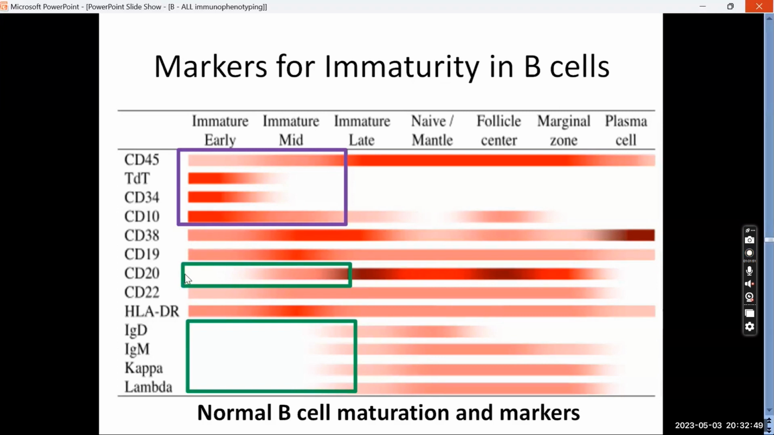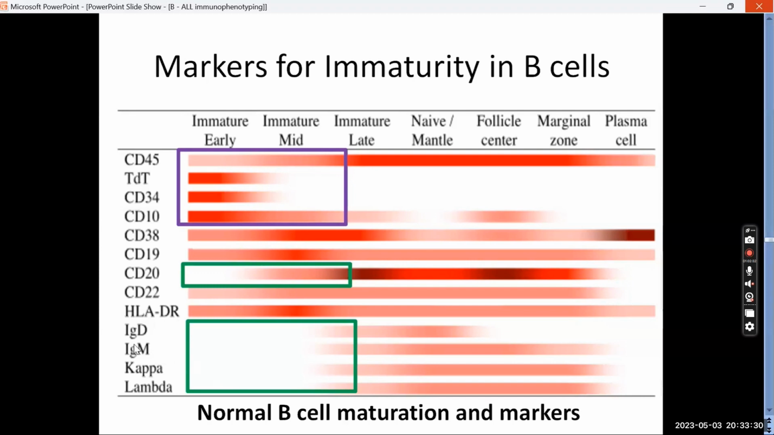And then CD20. CD20 is negative in early hematogones. Then it slowly acquires it, and the intensity increases. Similarly in B-ALL, CD20 will be negative, or in most cases it will be dim. Very rarely it is expressed in a moderate fashion, that is up to the level of normal B cells. Similarly, in B-ALL or the immature B cells, IgD, IgM, kappa, lambda, these all will be negative, because these are expressed only when the cell is mature, after the transitional stage or in the mature B cells. So these are some of the markers of immaturity in B cells.